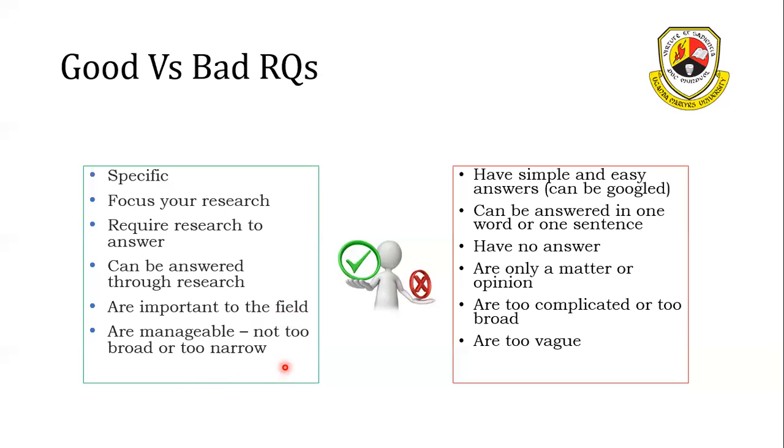It should also be manageable. It shouldn't be too broad or too narrow. Avoid a simple and easy answer. For example, if I wanted to understand what variance means, I can Google that and I get the answer. I cannot have that as a research question. What is variance? That can be Googled, if it can be answered in one word or sentence.